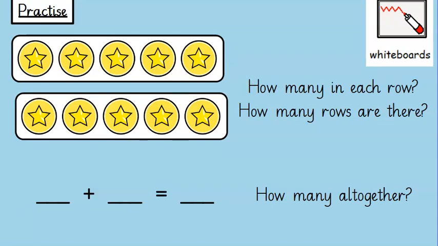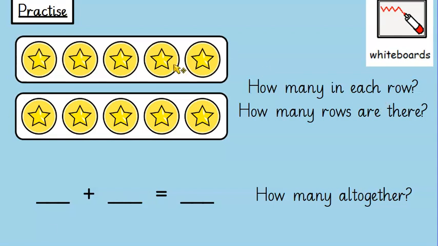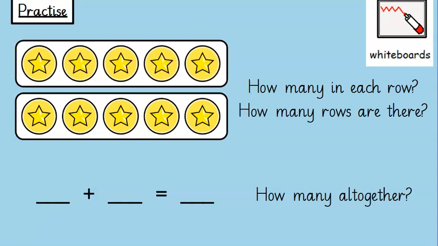Let's have a look at that again. How many stars are there in each row this time? I can see they are equal groups because I have lined them up next to each other. That's another thing that is helpful about arrays. And I can count the number in each group by just counting one of the rows. 1, 2, 3, 4, 5. I know there is 5 in each group because I can see that they are equal. How many rows are there? There are 2. So I need 5 2 times. 5 and 5 equals 10.